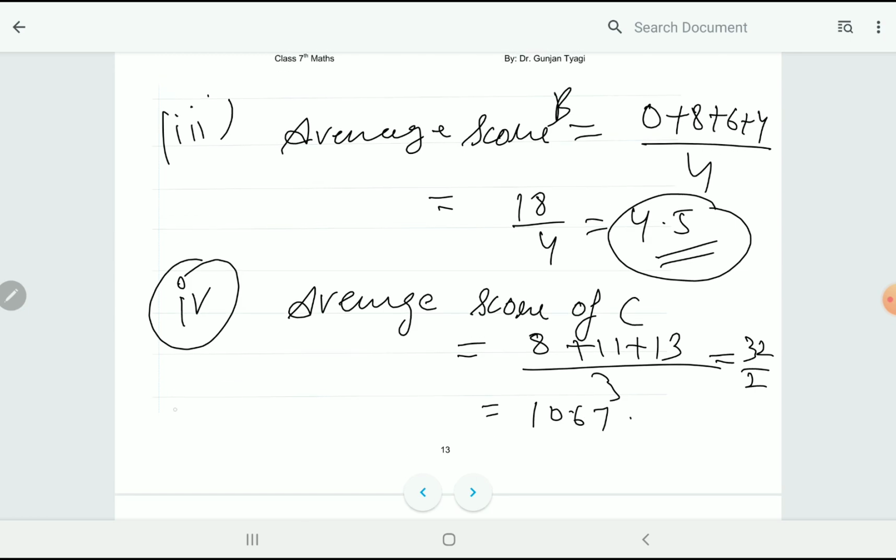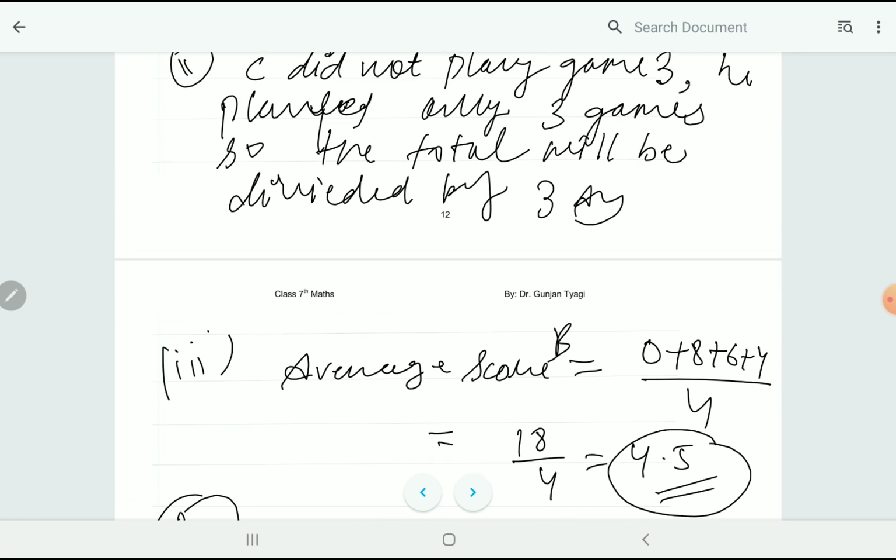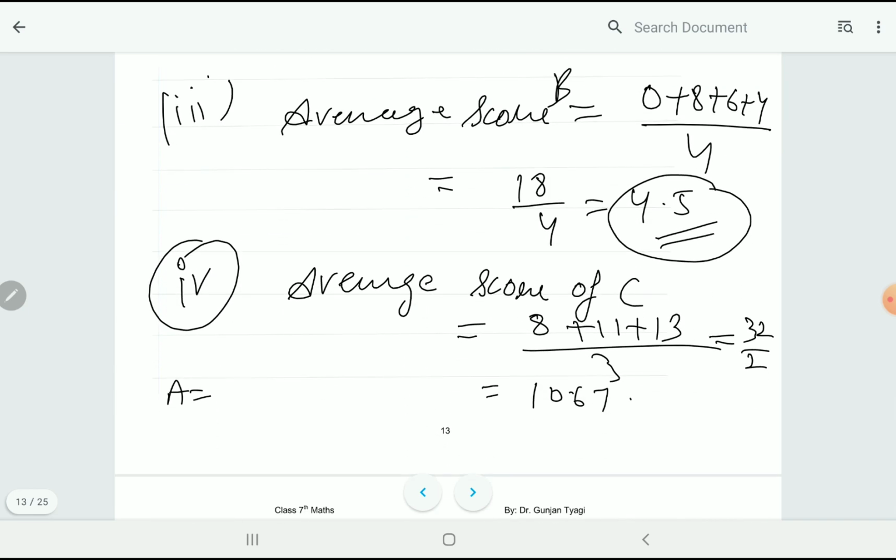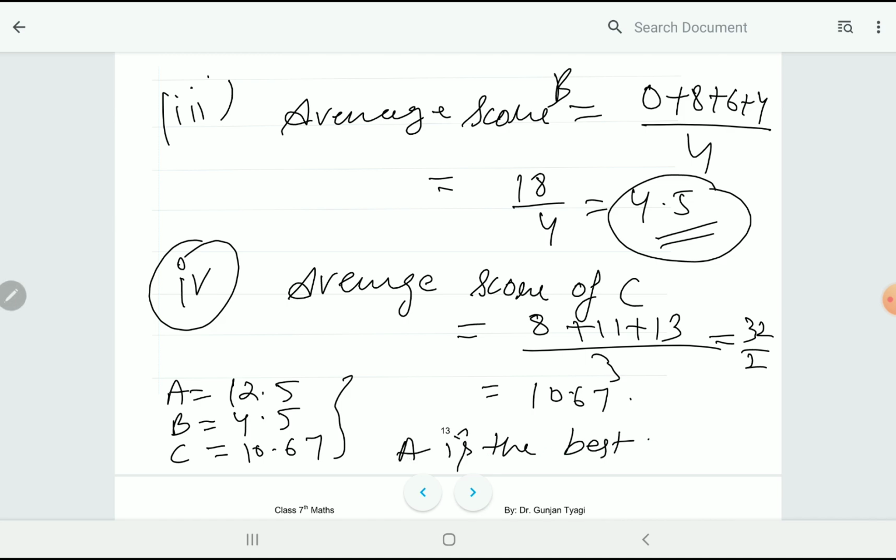So the average of A is 12.5. The average of B is 4.5 and the average of C is 10.67. So on the basis of these, A is the best performer.